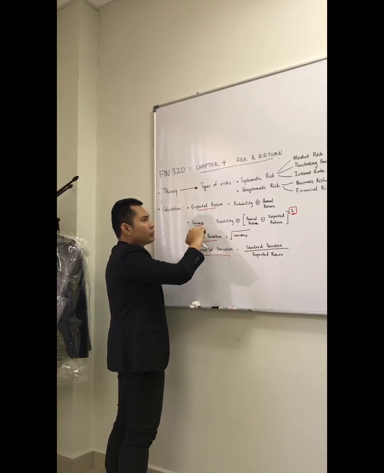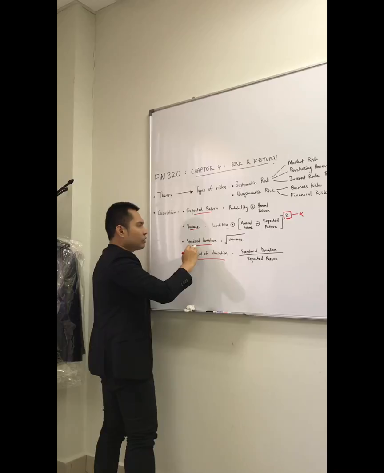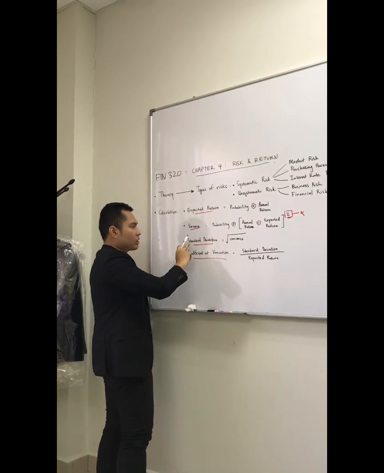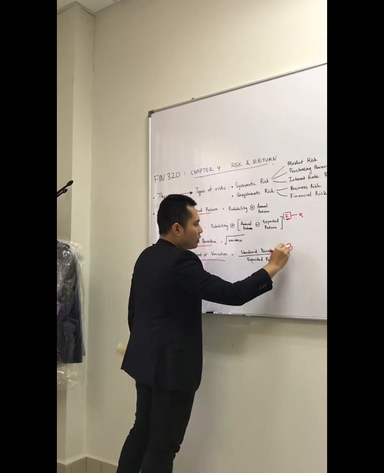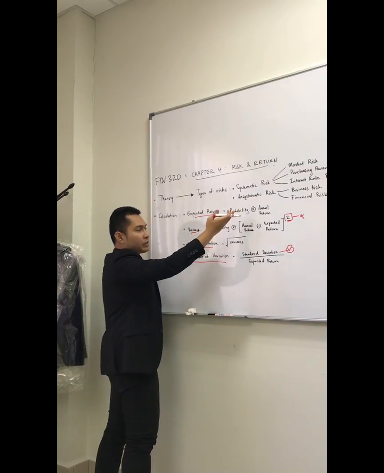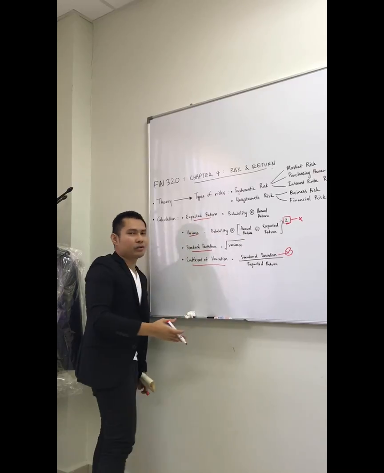So if you make a mistake here, then automatically your standard deviation will be wrong too. So once your standard deviation is wrong, you are using the standard deviation to calculate the coefficient of variation. So now if it is wrong from the top, then everything will be wrong.